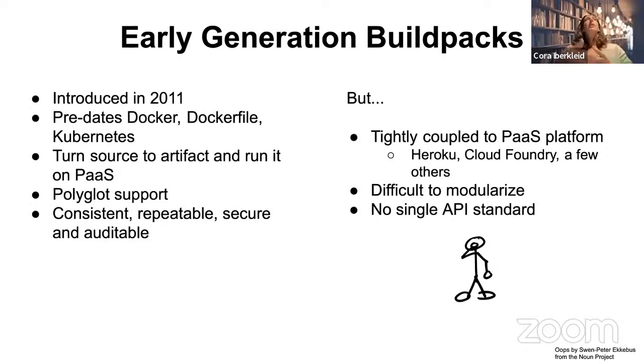There weren't levels of abstraction built into the platforms that were good enough to separate the two. Heroku and Cloud Foundry went their own ways a little bit. They weren't using a single standard API. So there were some disadvantages. Every build pack was a monolith. It was hard to customize.